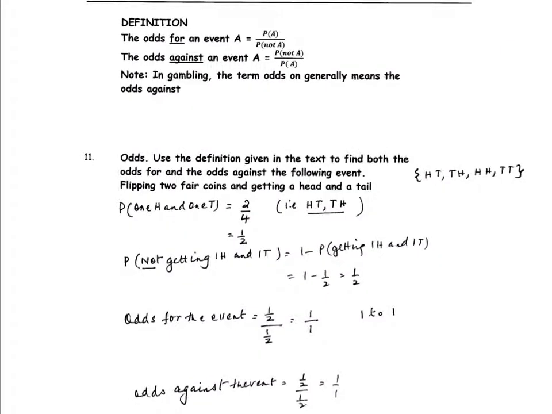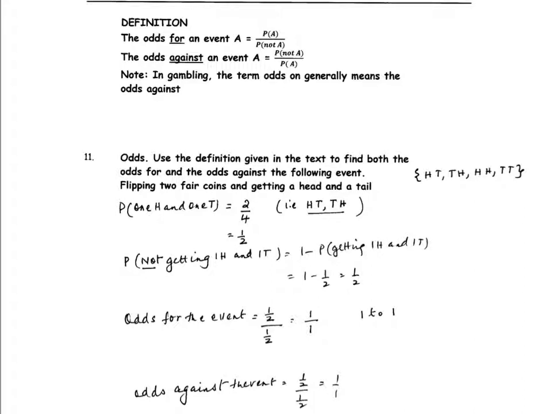What are the odds for an event? What are the odds against an event? We hear this terminology usually in betting games. What are the odds for winning a certain game, or what are the odds against winning a certain game? So this is the way in which we calculate the odds for or against a certain event.